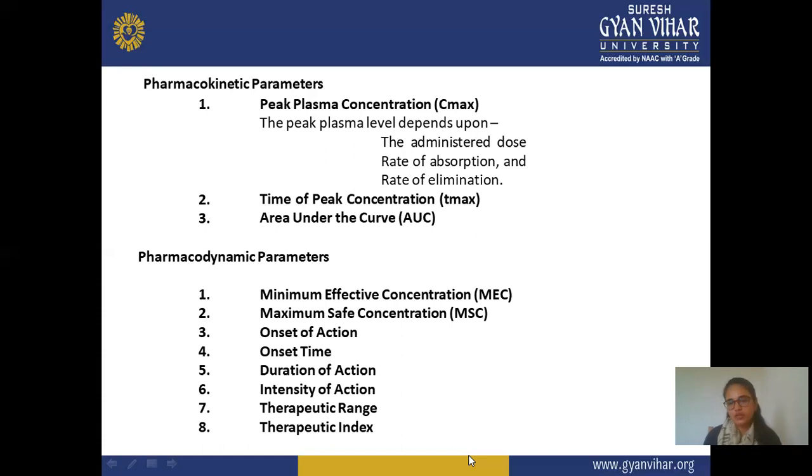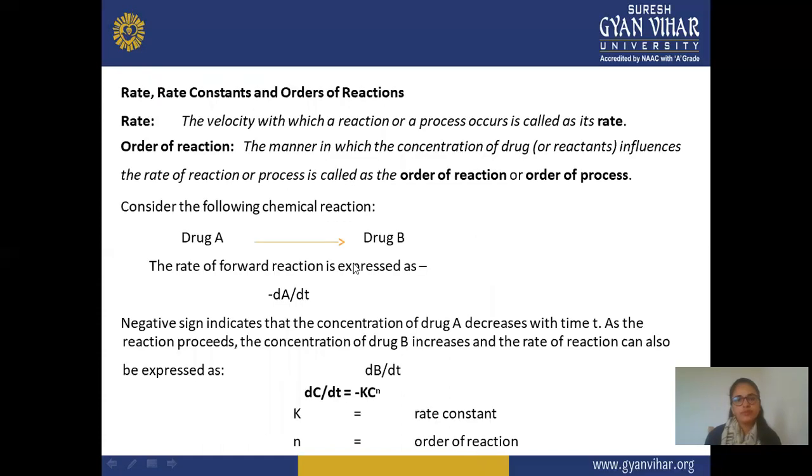Next is the onset of action, which is the onset of time: how much time is required to show that particular action. Duration of action means the time interval for that particular action. Next are intensity of action, therapeutic range, and therapeutic index. All of these are pharmacodynamic parameters. So this is the list of pharmacokinetic as well as pharmacodynamic parameters. Now we discuss these one by one.